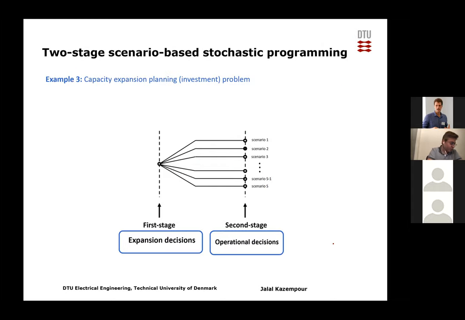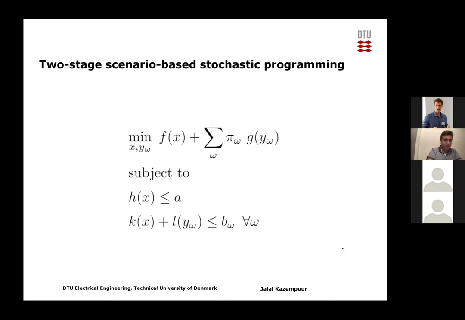Hope it's clear. Or the third example, again, could be expansion decisions, right? So we have an expansion stage and an operational stage, like the example we had in the beginning of this lecture, right? Very good. So you can also think of many other examples or applications of two-stage stochastic programs in power and energy systems or even in other fields.